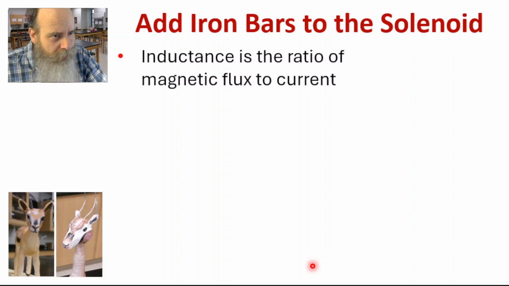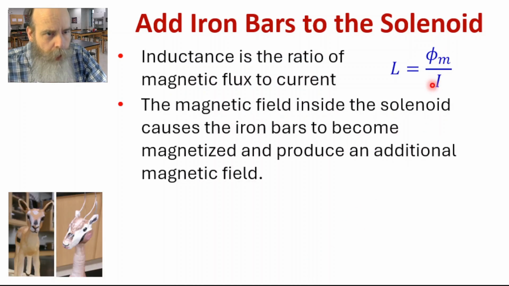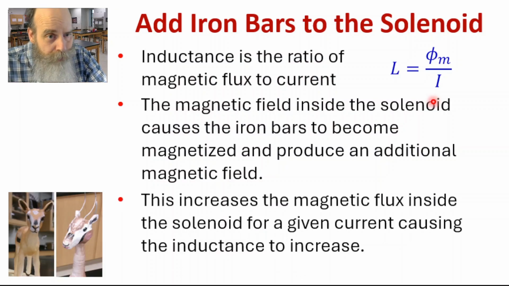Let's look at the definition of inductance. It is a ratio of magnetic flux to current. Magnetic flux over current. When iron bars are put in a solenoid, the magnetic field in the solenoid will magnetize the iron bars, causing the iron bars to emit a magnetic field, increasing the total magnetic field inside and therefore increasing the magnetic flux. So for a given current I, we increase phi, causing L to increase. So when iron bars are added to the solenoid, we should increase the inductance.